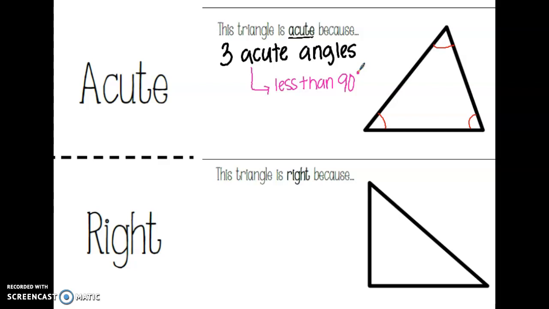Moving on to the one below it. This triangle is right because it has one right angle. And we've seen these before, you'll see these a lot. There's a little corner right there. That means it has one right angle, and that means that this is 90 degrees.